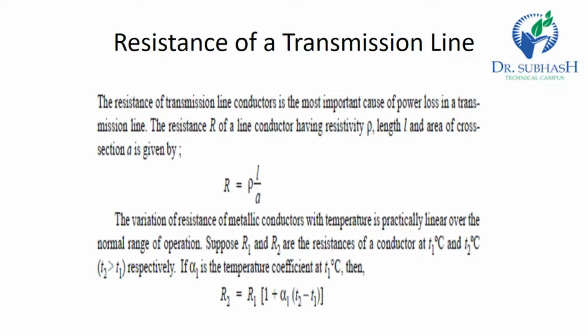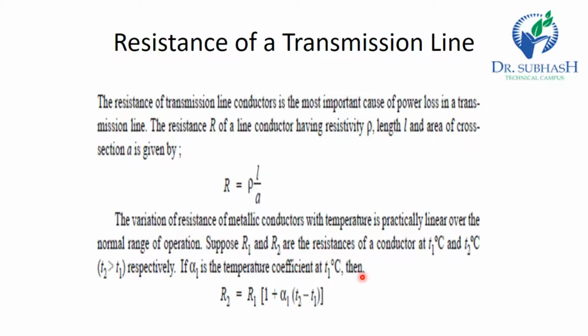The variation of resistance of a metallic conductor with temperature is linear over the normal range of operation. Suppose R1 and R2 are the resistances of the conductor at temperatures T1 and T2, and alpha 1 is the temperature coefficient at T1. Then the resistance at temperature T2 is R2 = R1 (1 + alpha 1 (T2 - T1)). Here are both equations.